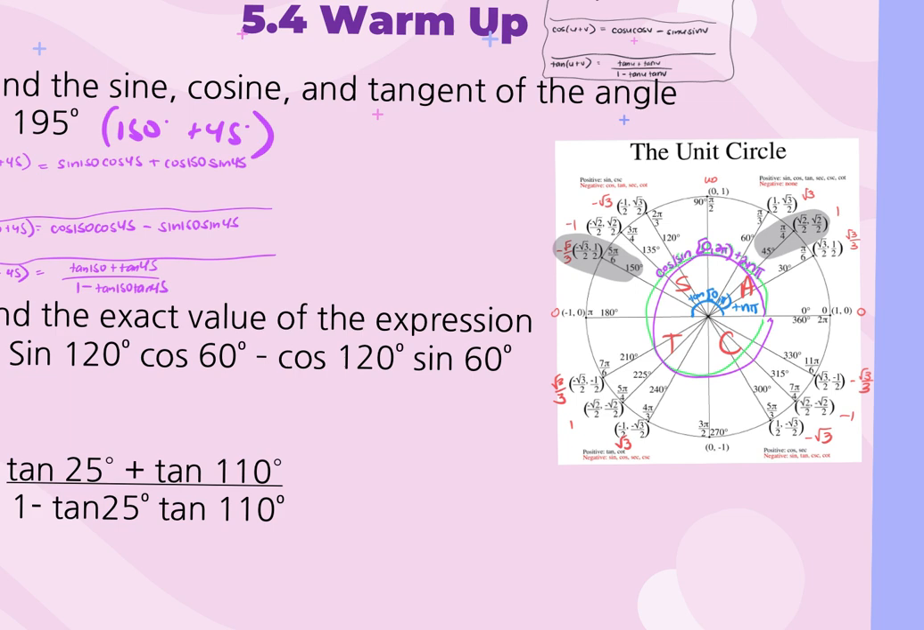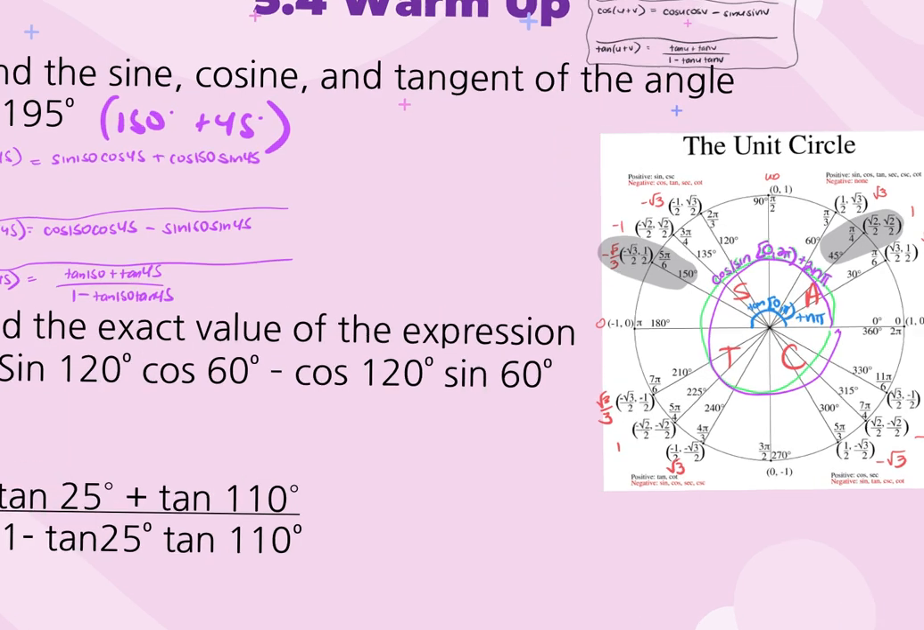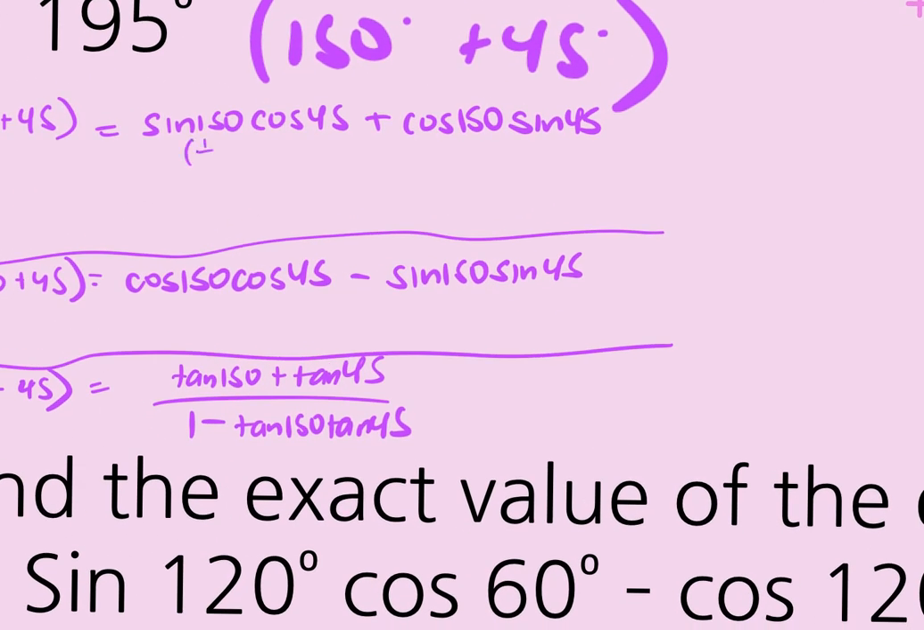Okay. So the sine at 150 is 1/2. The cosine at 45 is root 2 over 2. Cosine at 150 is negative root 3 over 2. And the sine at 45 is root 2 over 2. And I get root 2 over 4 minus root 6 over 4. And then I just combine them because they have the same denominator.